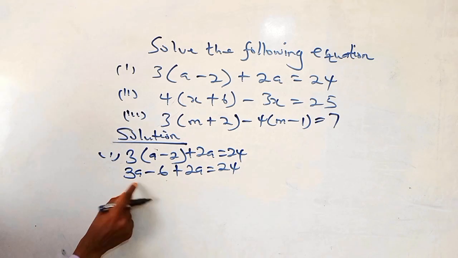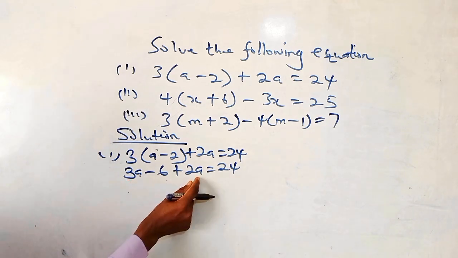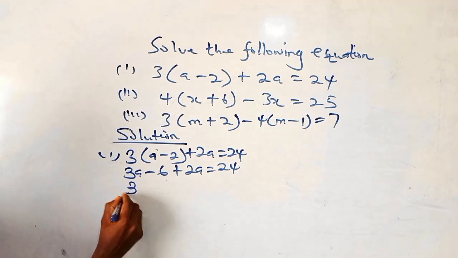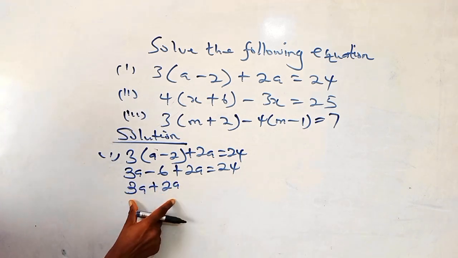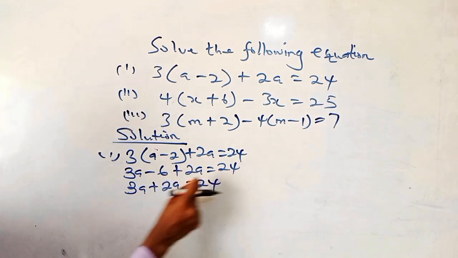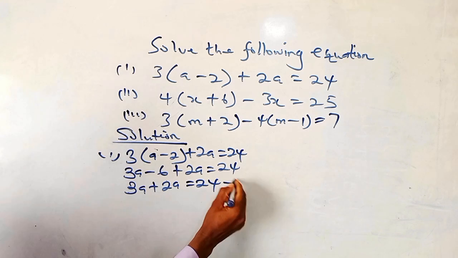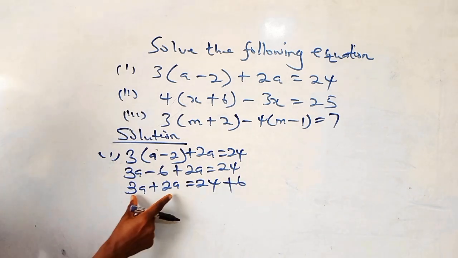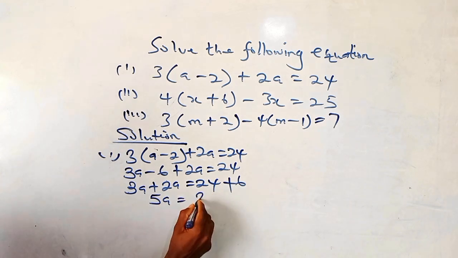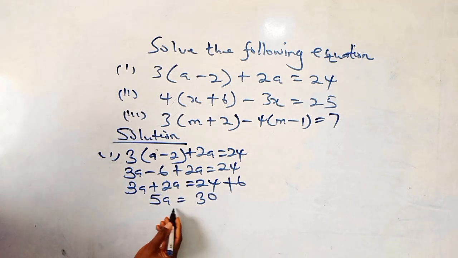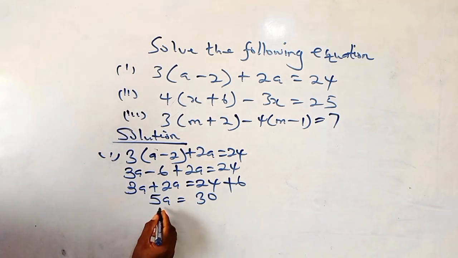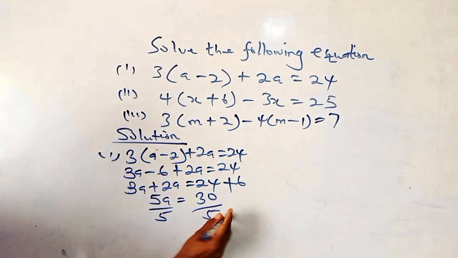When you look at this, we have a terms, so we have to bring them together. We have 3a plus 2a, while the numbers go to the other side, where we have 24. For minus 6, when it comes over here, it turns to plus 6. When we resolve this, 3a plus 2a is 5a equals 30. So you can easily find a: 5 times what gives 30? We can only know that by dividing both sides by 5.